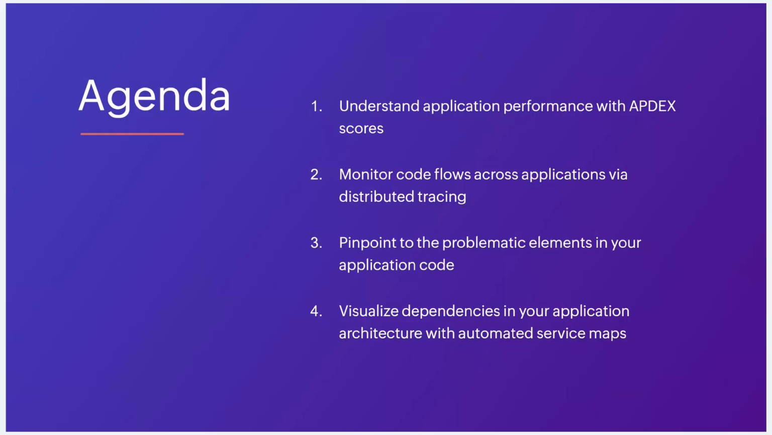Now let's quickly jump into today's agenda. Here we are going to cover an overall of 4 parts. In the first part, we will discuss and understand the application performance with APDEX scores. In the second part, we will explore how you can monitor code flows through applications via distributed tracing. In the third part, we will look at how you can directly pinpoint the problematic elements in your application code. At last, we will visualize the dependencies in your application's architecture with the help of the automated service map feature.